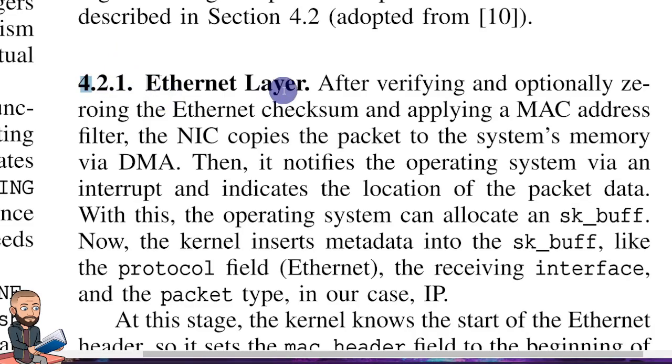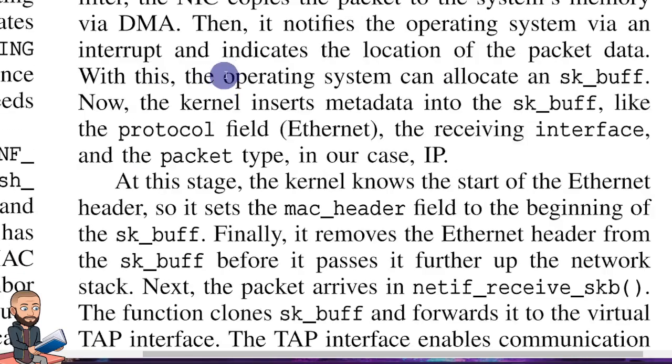2.1 Ethernet layer. After verifying and optionally zeroing the Ethernet checksum and applying a MAC address filter, the NIC copies the packet to the system's memory via DMA, direct memory access. Then it notifies the operating system via an interrupt and indicates the location of the packet data.